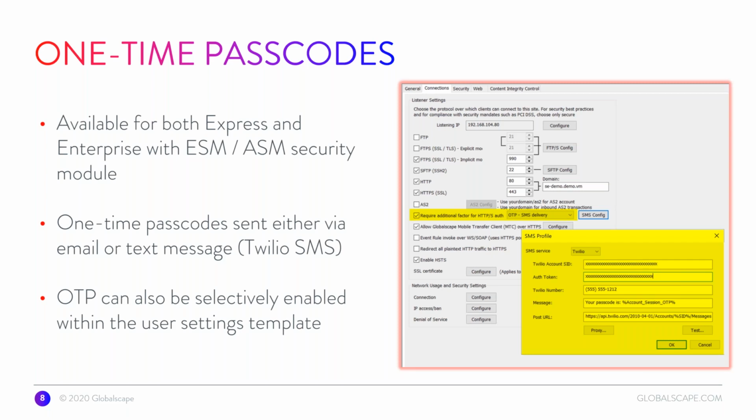It's also important to note that one-time passcodes can be selectively enabled within user settings templates. That basically means you may want to selectively enable one-time passcodes for specific groups. Maybe you don't want to use one-time passcodes for everybody, or for external users, for example. So while it's enabled at the EFT site, you can selectively enable whether or not one-time passcodes are applied to individual settings templates within that site. I'll show you a little bit more about that in the upcoming demo.